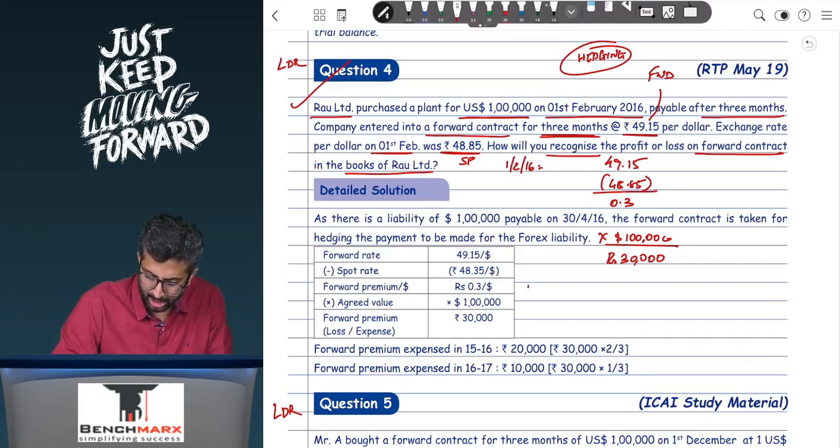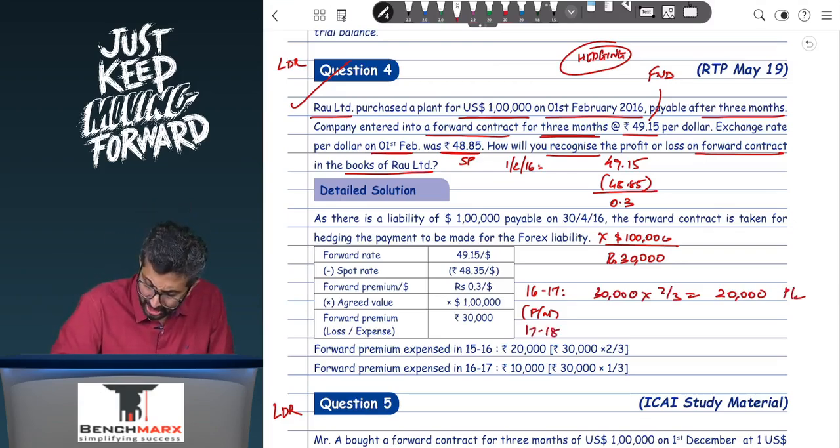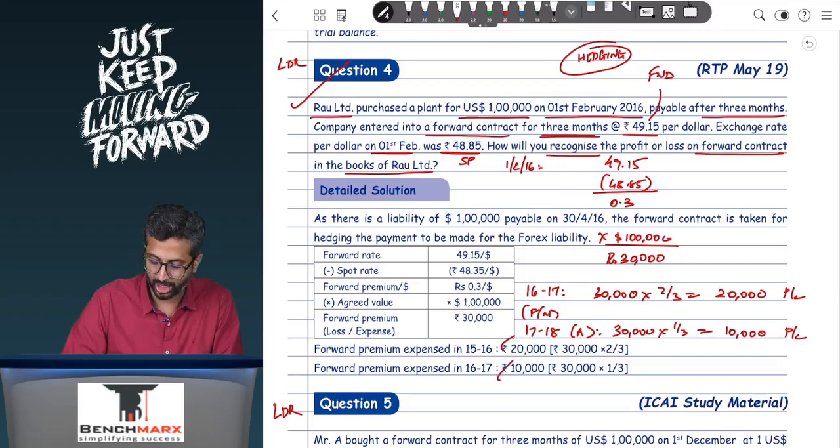So in the year 16-17, 2 months are there, February and March, and hence 30,000 into 2 by 3 will come to 20,000, which will be recorded in the P&L, and a corresponding credit to the liability of 20,000. And then in the year 17-18, where the month of April is there, 30,000 into 1 by 3 will come to 10,000, and this 10,000 will also be taken to the P&L account. Are we clear with this? Okay, so this is for hedging.